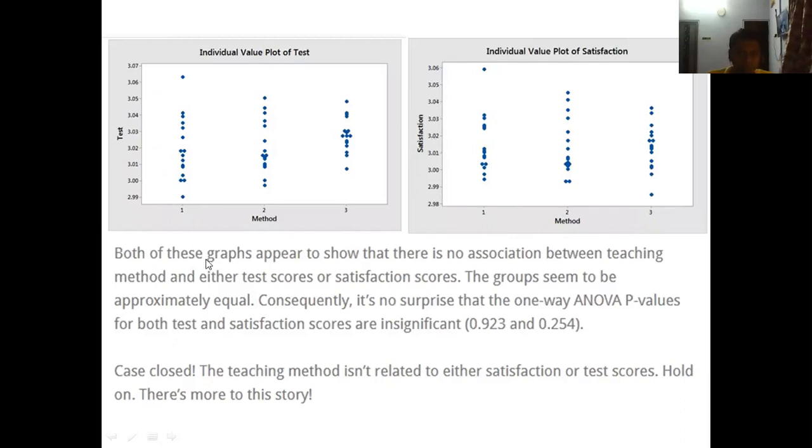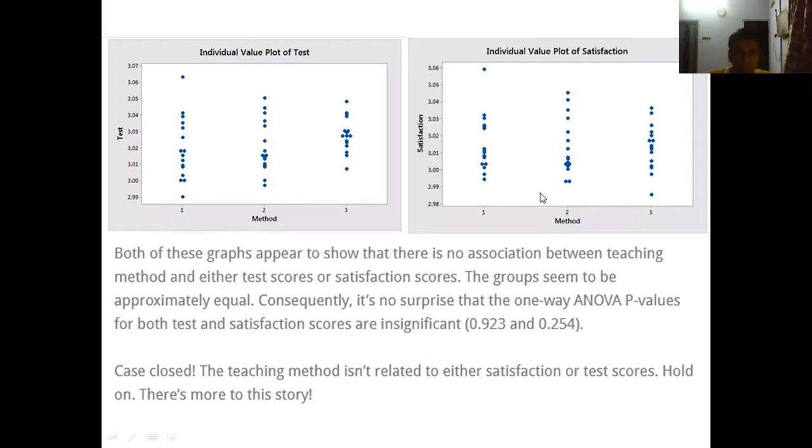Now, both of these graphs appear to show that there is no association, no relation, between teaching method and either test scores or satisfaction scores. What does it mean? It means the groups seem to be approximately equal. It's not like for some of the teaching methods the test score is low, or for some of the teaching methods the test score is high. That kind of pattern is not found in this graph.